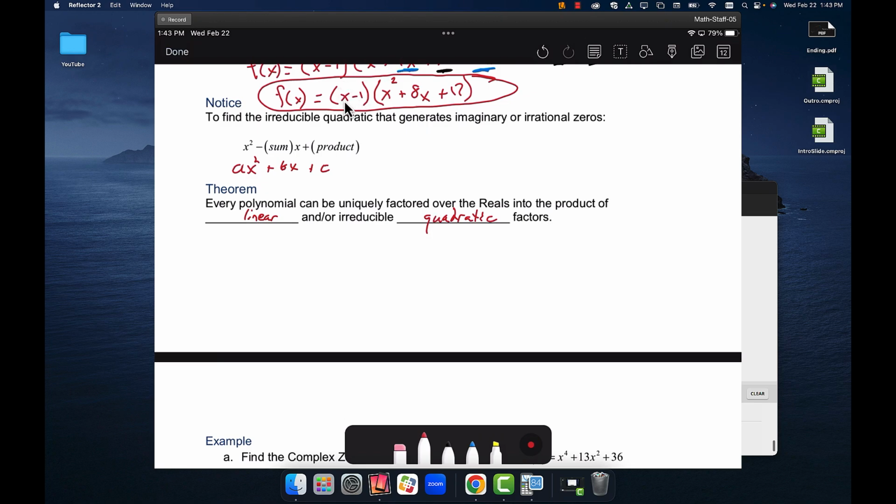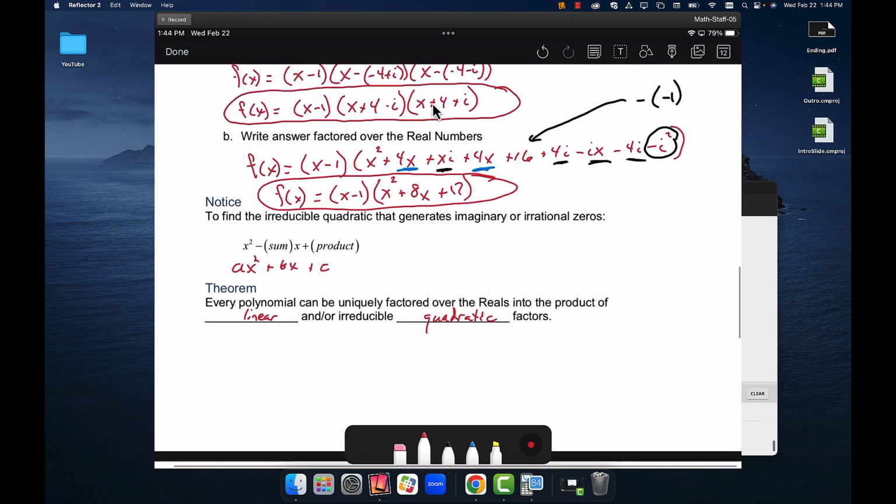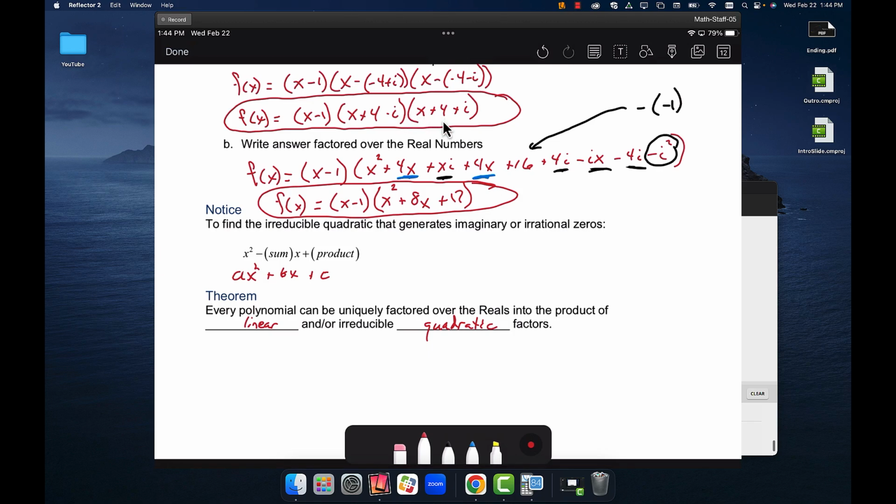Here we have a linear factor times an irreducible quadratic factor. Again, irreducible means that this cannot be factored across the reals. We can see that it factors across the imaginary numbers or complex numbers, but irreducible means we can't rewrite it as something pretty and linear like this. It has to stay an irreducible quadratic factor.